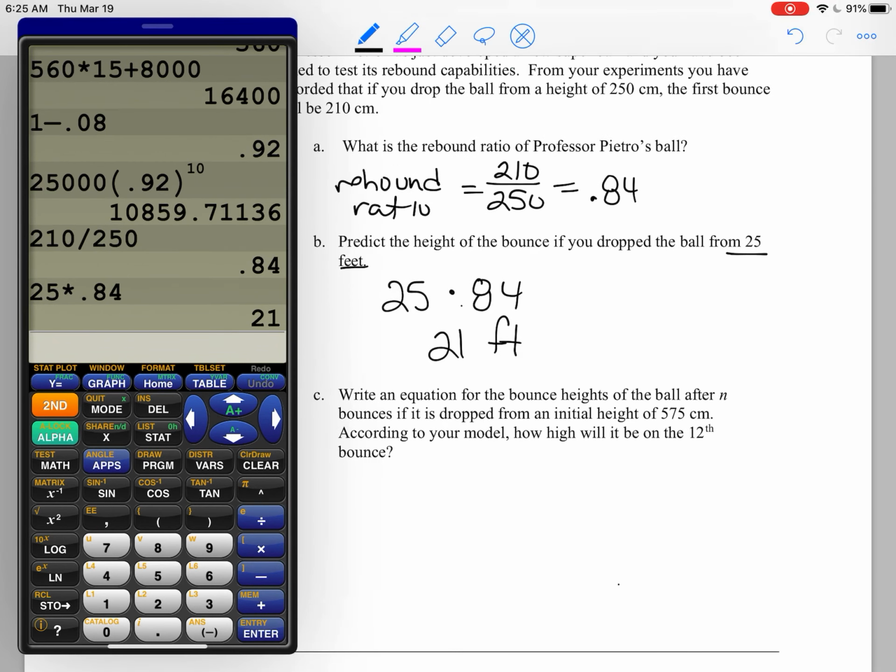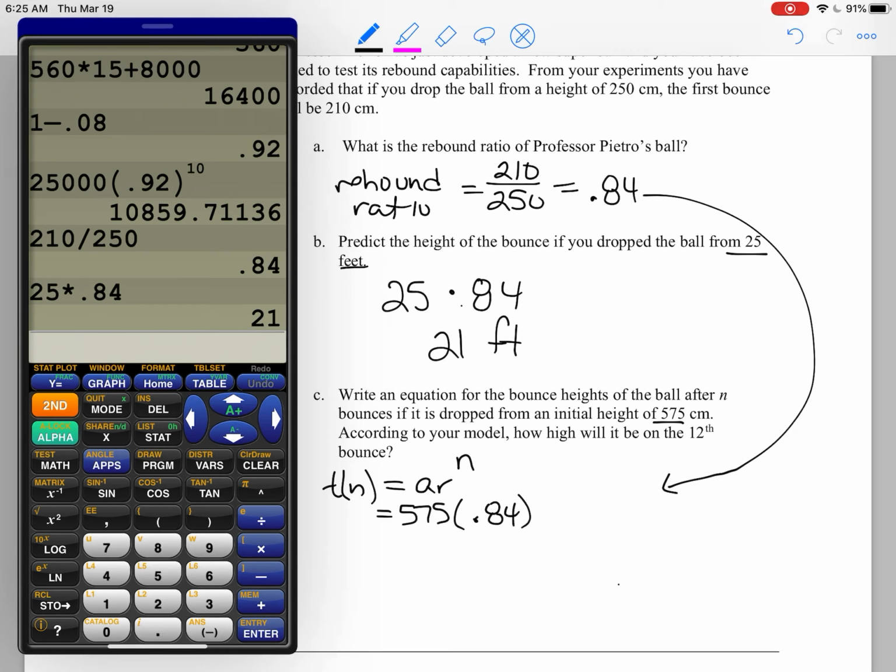Part C, write an equation for the bounce heights of the ball after n bounces if it's dropped from the initial height of 575 centimeters. According to your model, how high will it be after the 12th bounce? So remember, our equation looks like this: T of n equals A times our rebound ratio to the n. Well, our initial is 575. Our rebound ratio is that 0.84 to the nth power. So the first part is we need to write the equation. So there's our equation.